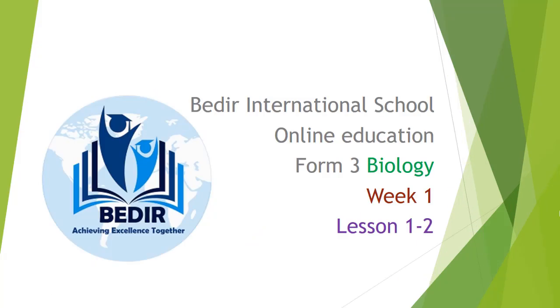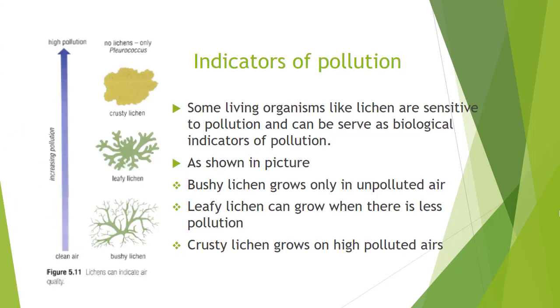Today it's a biology lesson. The lessons from week 1, lesson first and the second. We are going to talk about the indicators of pollution. As we started this topic 2-3 weeks ago, we are still continuing with this big chapter. And today we are going to speak about the indicators of pollution, or how we can determine the pollution of the air or pollution of the water and so on.